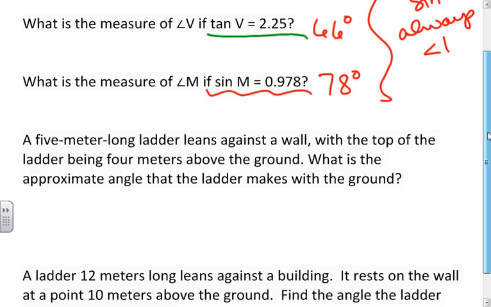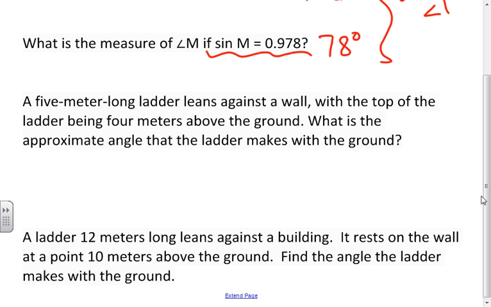Our last two examples for this section are ladder problems again, very common in trig. So I have my building and my ground. So I have a 5-meter long ladder leaning against a building. The top of the ladder is 4 meters above the ground. What is the approximate angle that the ladder makes with the ground?